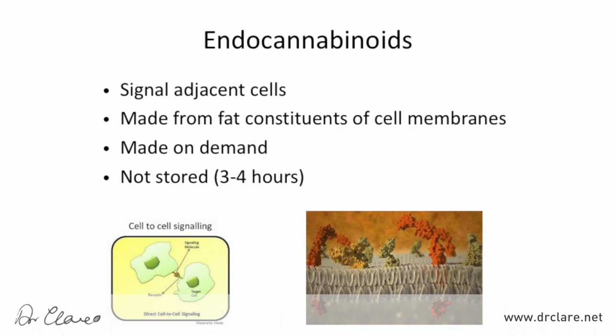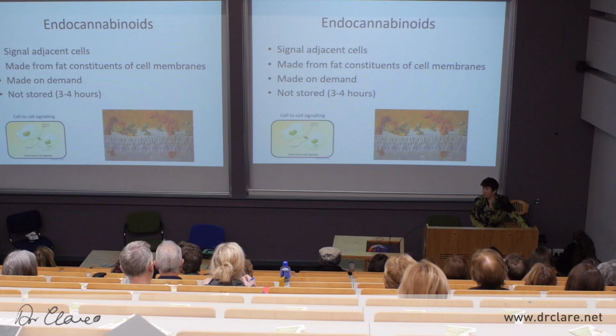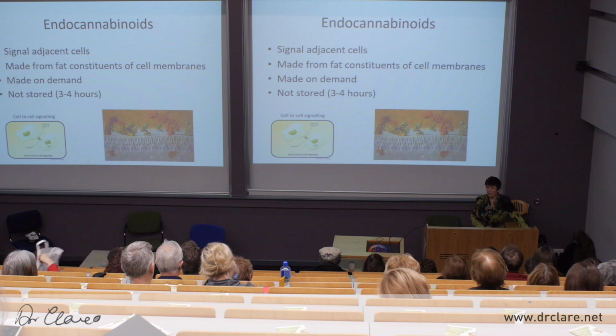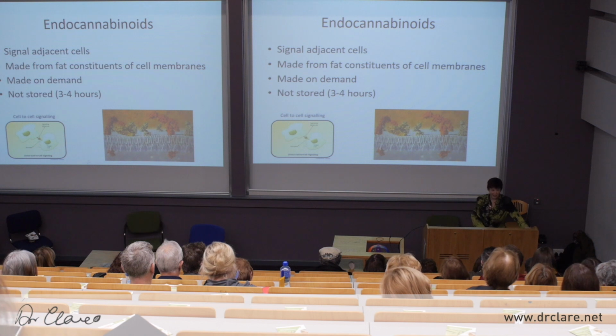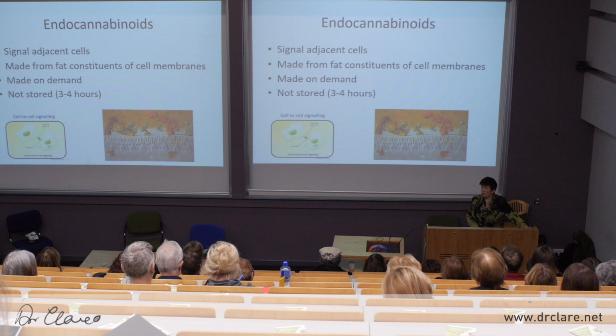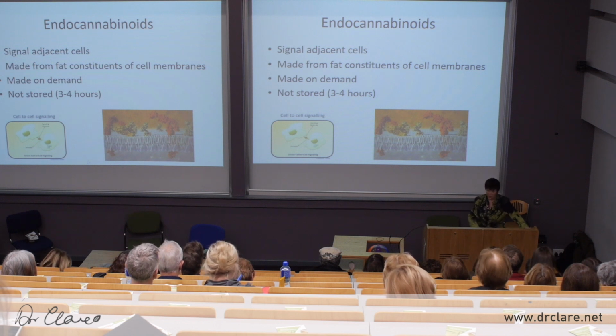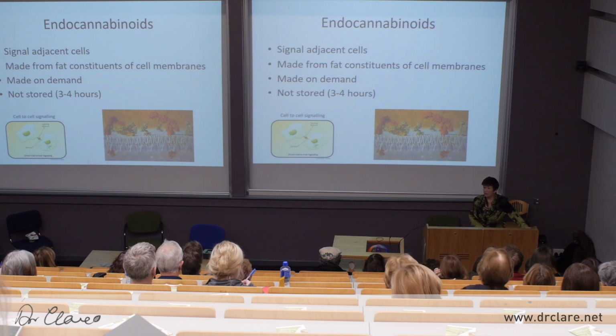So they're made from fatty constituents of cell membranes. So that's one of the reasons why hemp is very good for you, because it actually produces some of the essential fatty acids that are necessary for cell membranes. So do sardines. Okay, so this is to kind of put it in perspective. They're made on demand. So according as your body needs them for bioregulation, that's when they're made, so long as all the constituents are there. And they're not stored. They have a breakdown after 3 or 4 hours, but that's not unusual either.